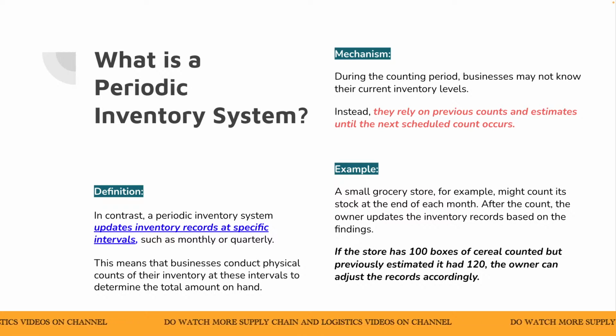So let's say a small grocery store might count its stock at the end of each month, and after the count the owner updates the inventory record based on the findings. If a store has 100 boxes of cereal counted but previously estimated 120, the owner can adjust the record accordingly. But when he was thinking it was 120, he was doing the sales thinking it is 120.